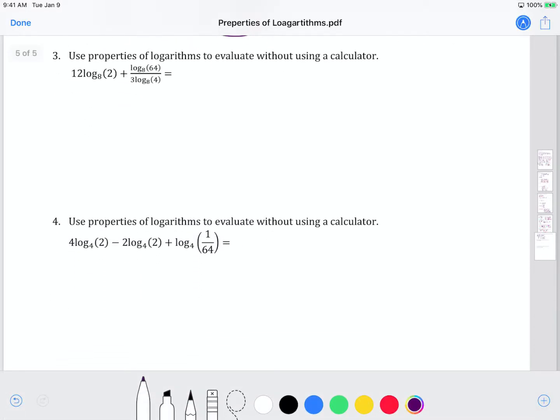Okay, in this example here, I need to figure out what log base 8 of 2 is. So that's asking me 8 raised to what power would give me 2? Well, the cube root of 8 is 2. And if I write the cube root as an exponent, that would have to be 1/3. So 8 raised to the 1/3 power would give me 2. So log base 8 of 2 is 1/3.